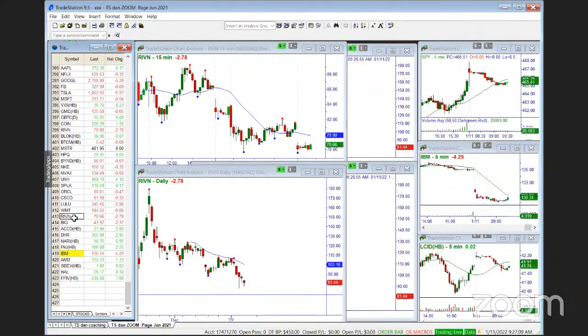Rivian, they gave a delivery report, what they expect by the end of the year. So, I don't give two hoots about what the actual number is. I really don't. I don't care. All I care about is whether the market's happy with that number. And it's not. The market's not happy with it. It's gapping to all-time lows.